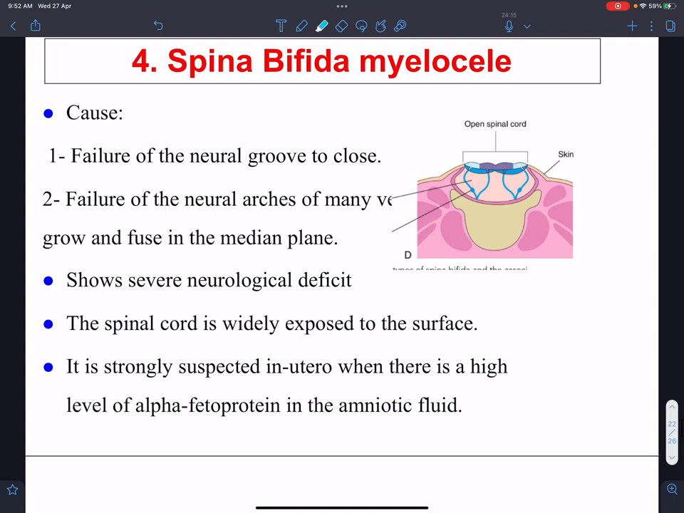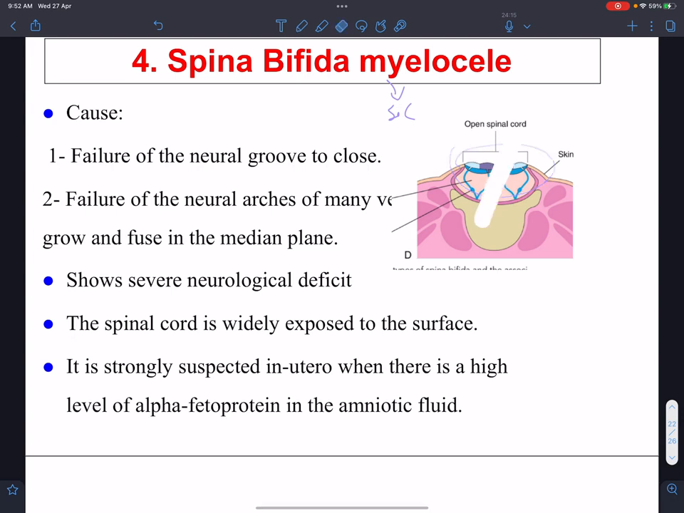And the last one we have is spina bifida myelocele. Is the meninges bulging out? No. CSF bulging out? No. Only the spinal cord. And you notice in this picture right here, you see, this is the meninges, this pink color. This is the CSF. And this is the meninges, right? The CSF and meninges are underneath. And what's bulging out is only the spinal cord.